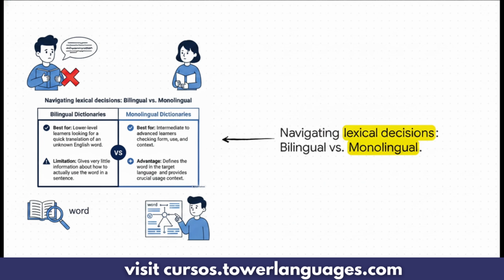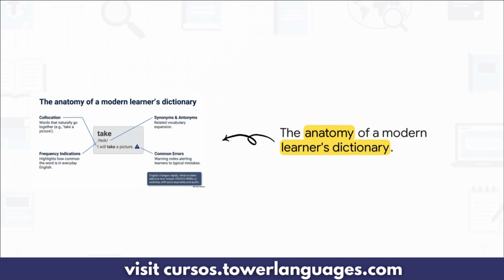So this is the exact moment you want to transition your students to a monolingual dictionary. These define the word in English and provide that crucial context, which is absolutely essential for your intermediate and advanced learners. So, a modern learner's dictionary? It is a total powerhouse. Take the entry for a simple word like take. It's way more than just a definition now.